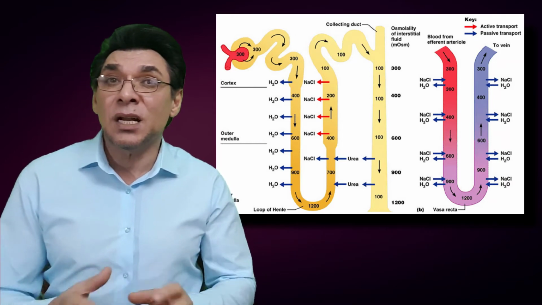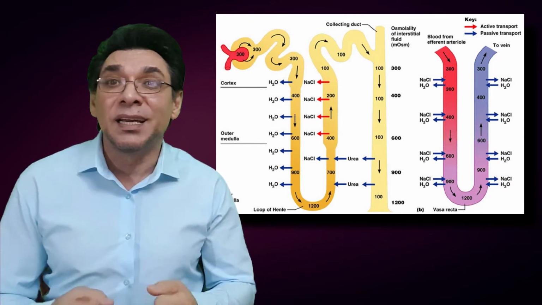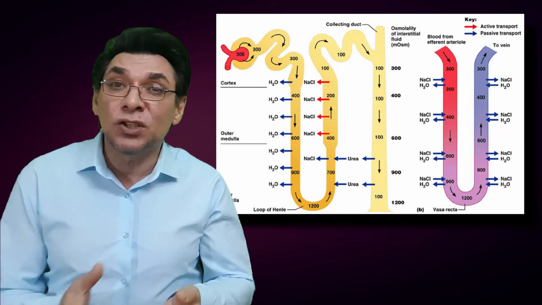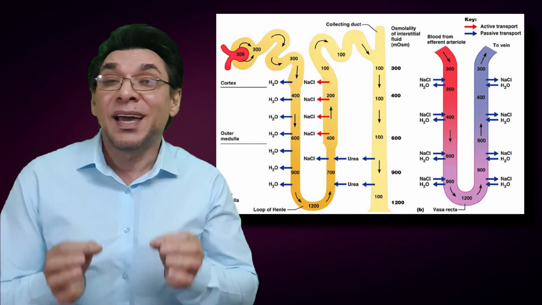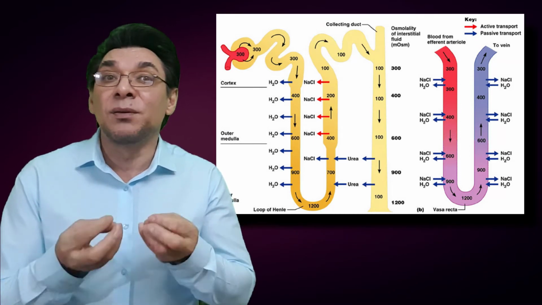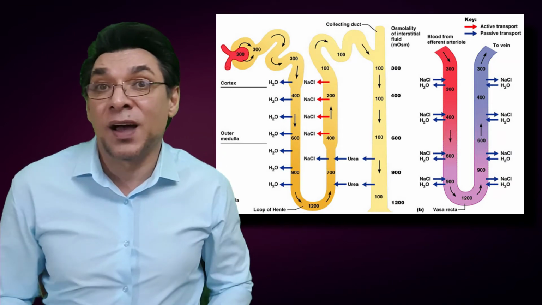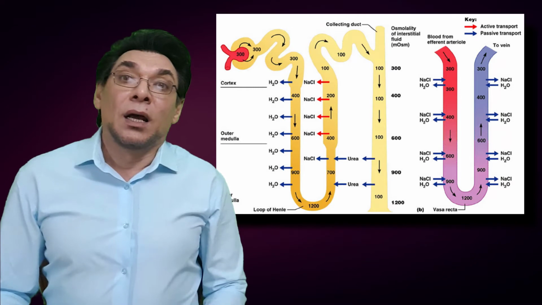The solutes transported from the ascending limb of the loop of Henle enter the interstitial fluid of the medulla and help keep the concentration of solutes in the medulla high. Excess solutes enter the vasa recta.